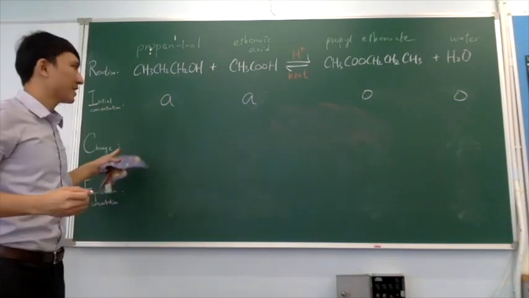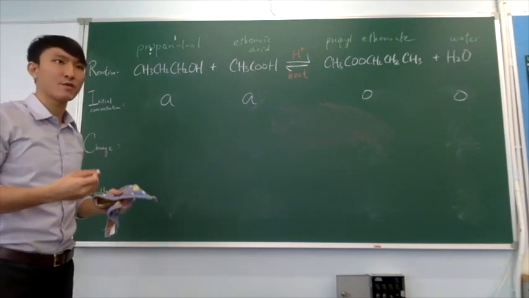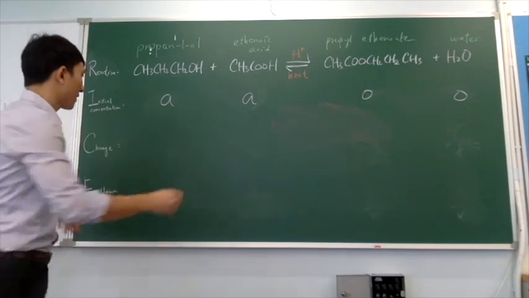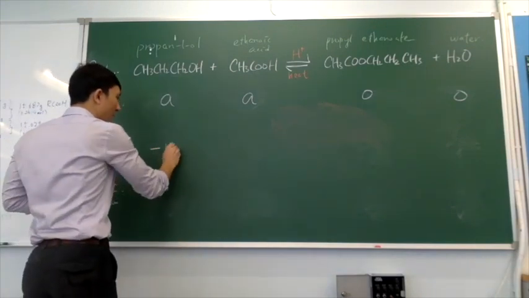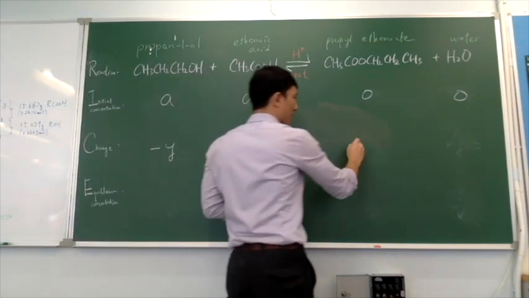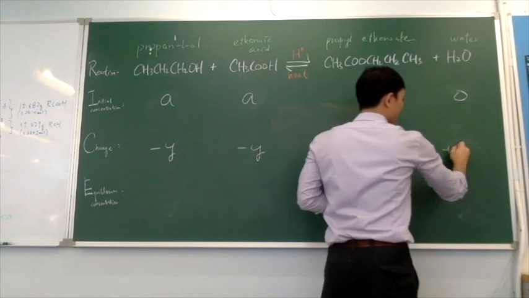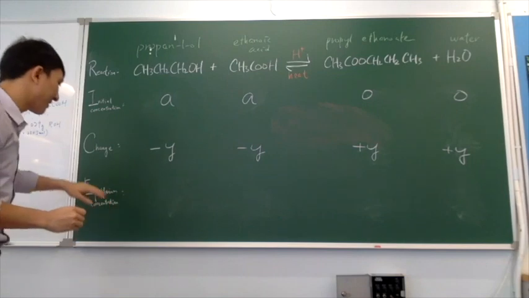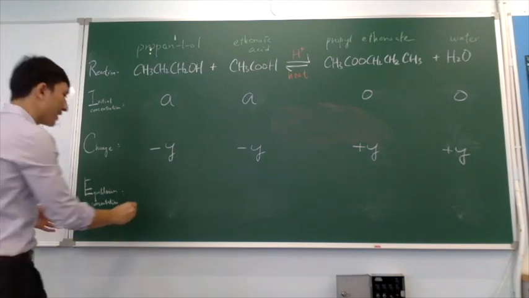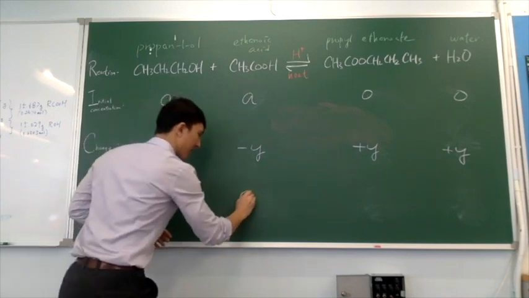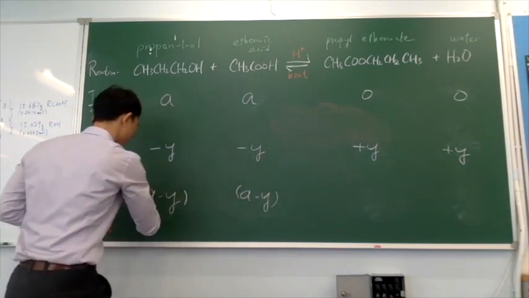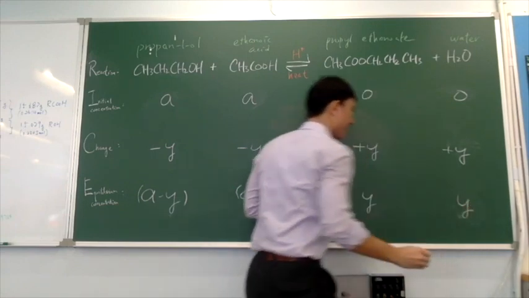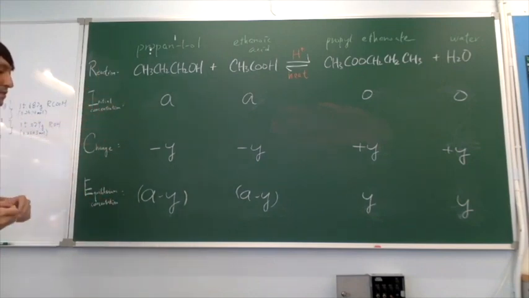Now, this part is the change. So during the reflux, obviously some of the reactant will react to form the product, right? So we have minus y, and this one will be plus y, plus y, just because they are all in a 1-to-1 mole ratio. Okay? So at the end, the equilibrium concentration is going to be A minus y, okay? And then over here will obviously be y and y, okay? If you're following this setting, okay?